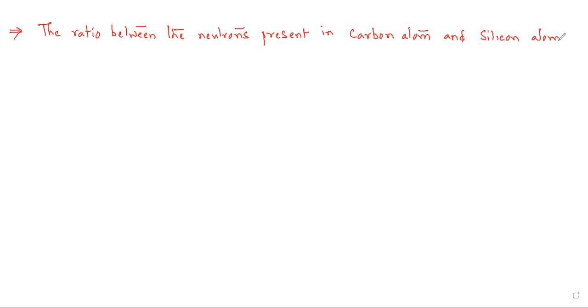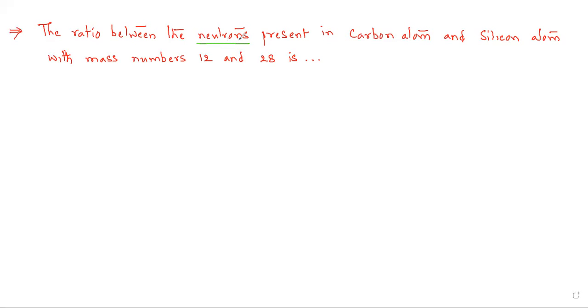A different one. The ratio between the number of neutrons present in a carbon atom and the silicon atom with mass numbers 12 and 28 is. Go through the question properly.